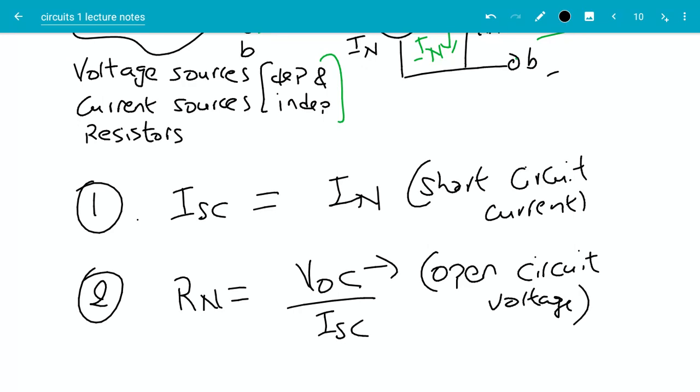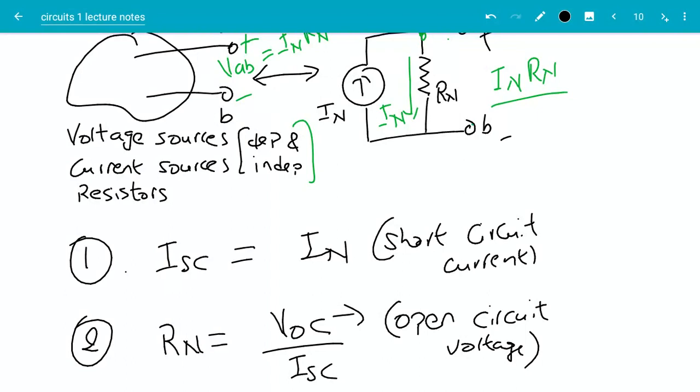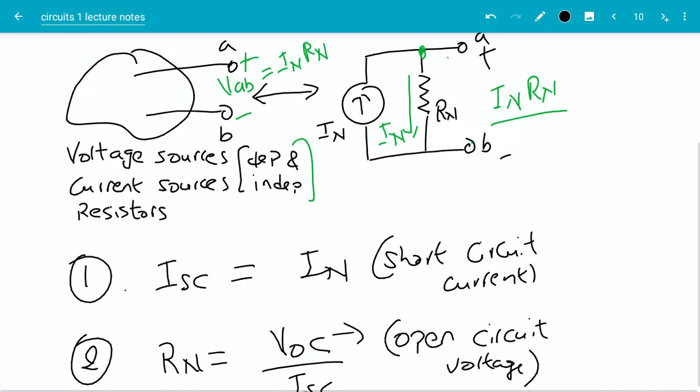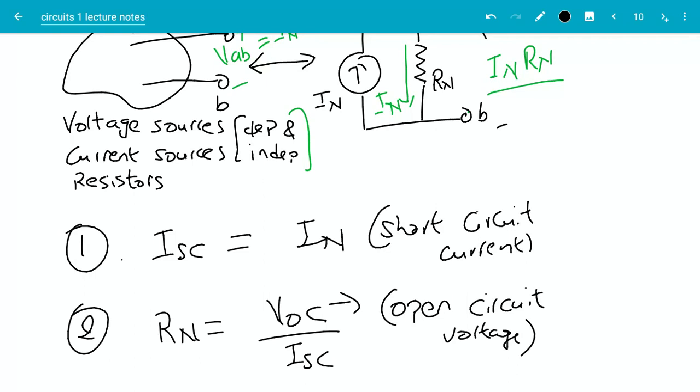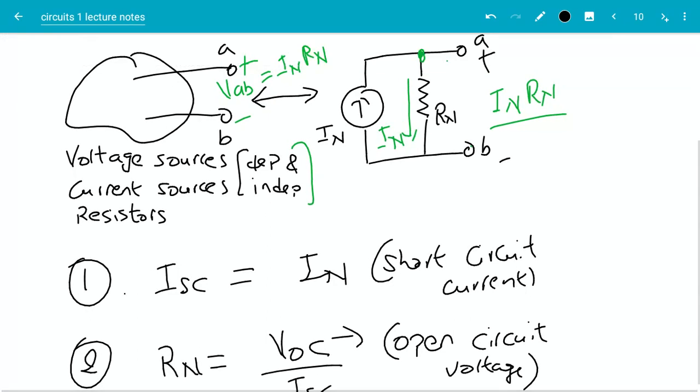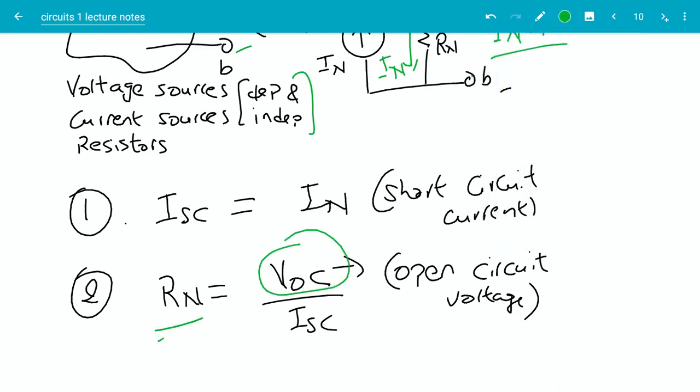If you're in the lab, given a black box and asked to measure the Norton equivalent, hopefully you don't short it; you actually connect a resistor to be on the safe side. But if you really don't care about burning stuff, maybe you just short circuit it and measure the short circuit current, and say that is my IN. Then you don't connect anything, measure the open circuit voltage, and then you get RN.